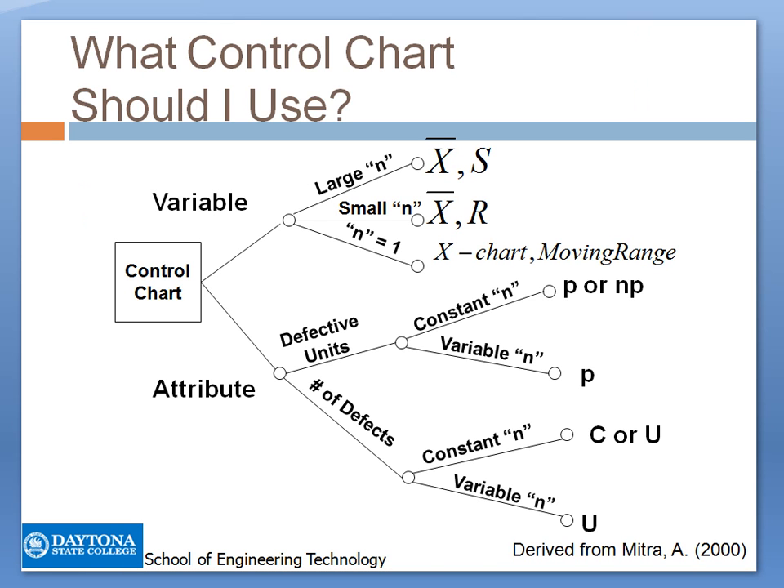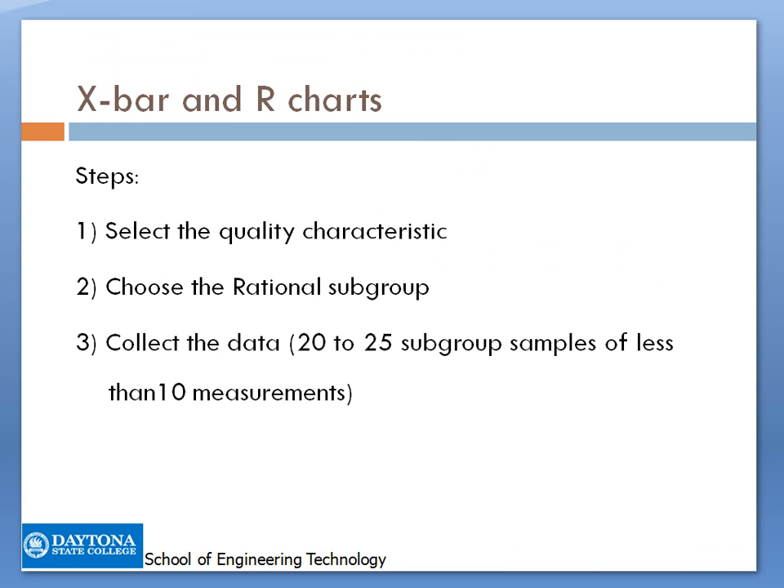So we use the Xbar and R chart when we have variable data that we can measure, we can break into decimal values, and we have a small sample size. This means n less than 10. So how do we build an Xbar and R chart?